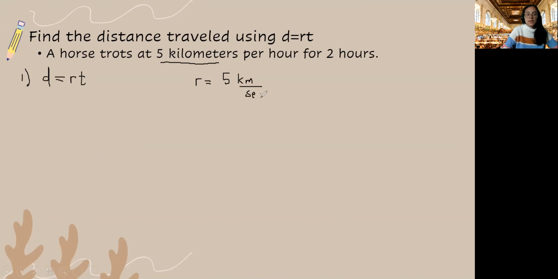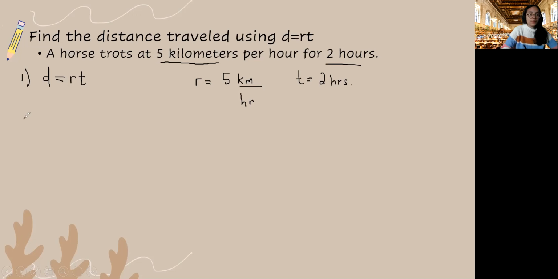What is our time? What is t? 2 hours. Okay. Oh, sorry, the rate is 5 kilometers per hour. I apologize for that. I was still stuck in the previous problem. You see that? You have to pay attention to the units here and the units for time, because if they're not the same, then you're going to have to convert. So we have our rate, which is 5 kilometers per hour, and our time is 2 hours.